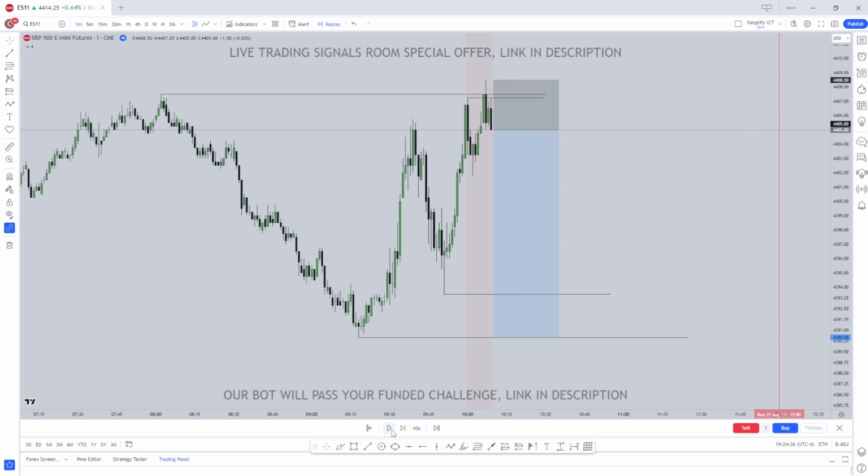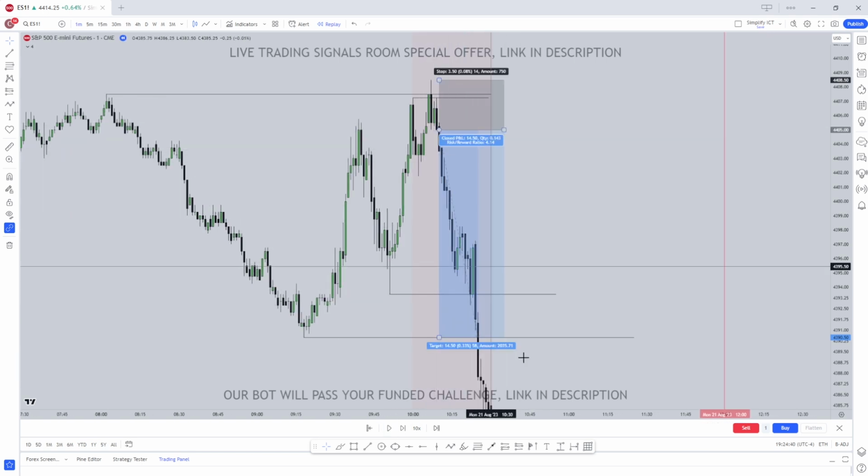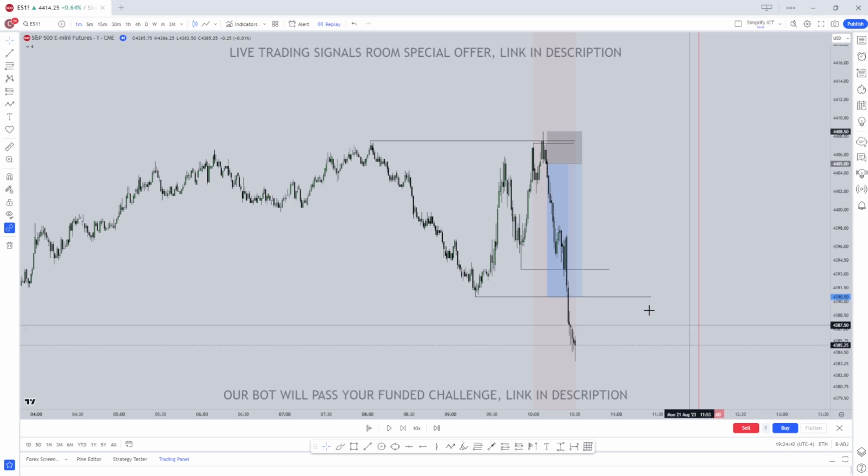And let's see what happens right now. As you can see, price instantly tanks to the take profit level, and as you can see, even goes further for just over a 1 to 6. Now let's get into the second example.